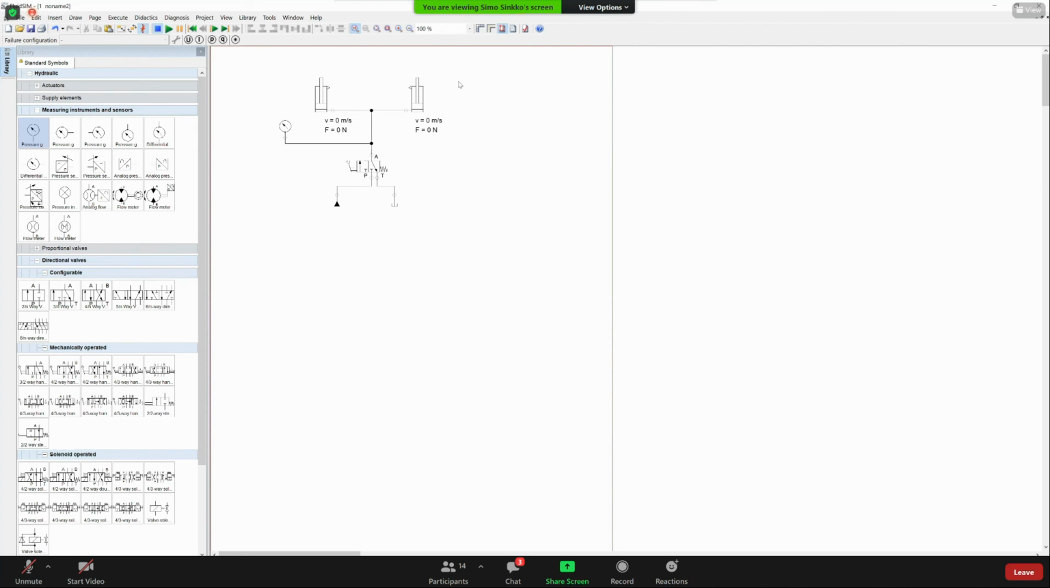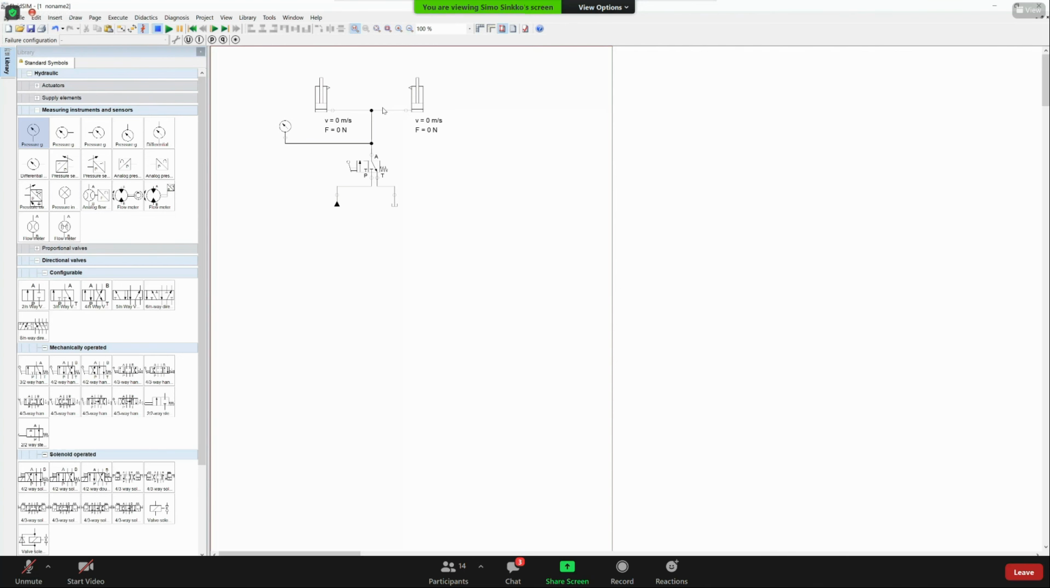Yes, okay, thank you. Is it possible to add this connection in Fluidsim? What connection? Well, a mechanical connection between cylinders. No, it's not possible. Or at least I don't know that it would be possible. I think it is not possible. All right.